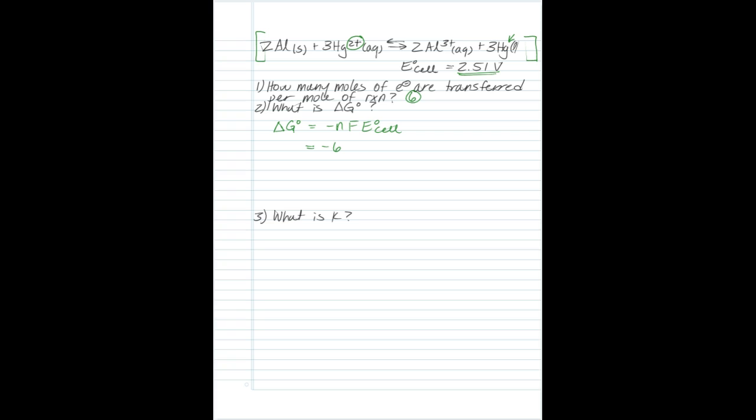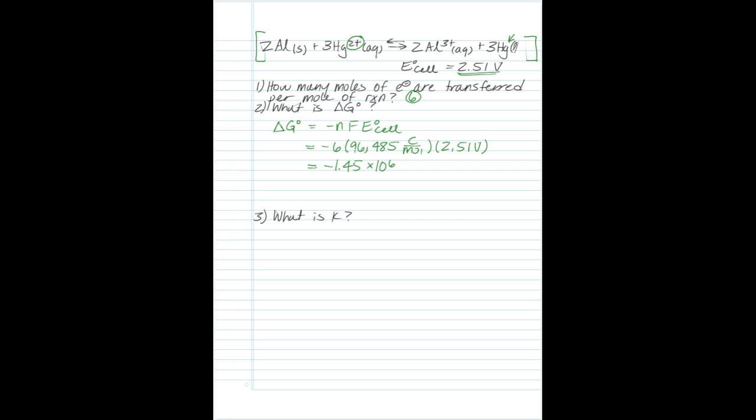Okay, so back down to this equation. We're putting our 6 in here for electrons, and then Faraday's constant is this number here, which you would get on an exam. The units for this are coulombs per mole. And then the standard cell potential is 2.51 volts. So if I multiply all that together, what I end up getting is negative 1.45 times 10 to the 6.